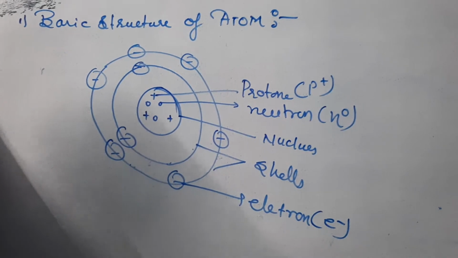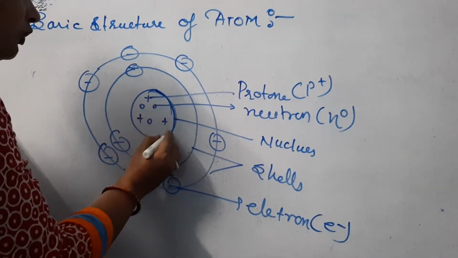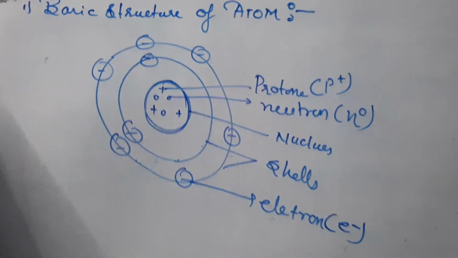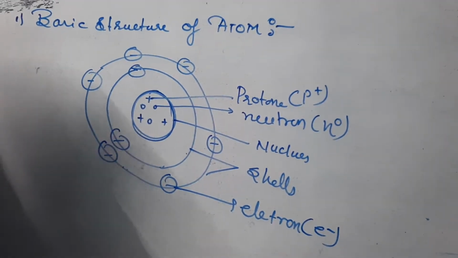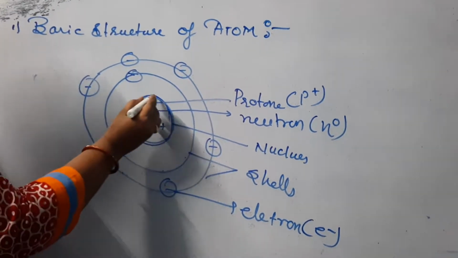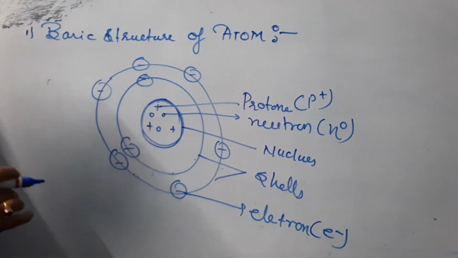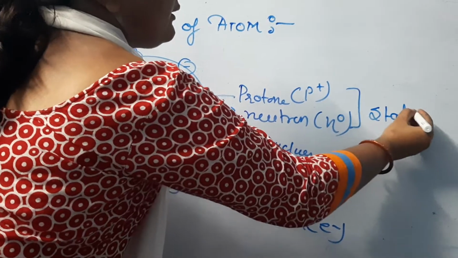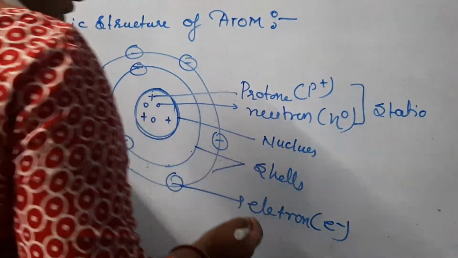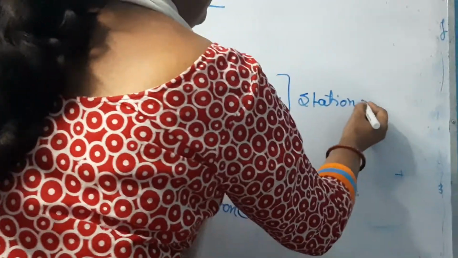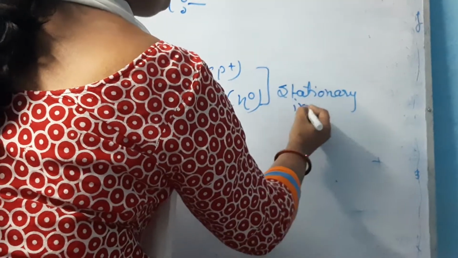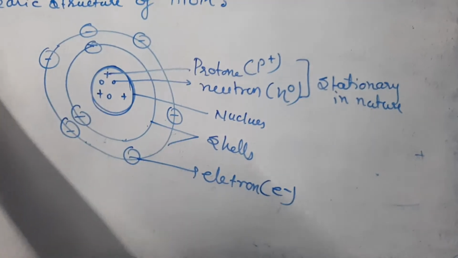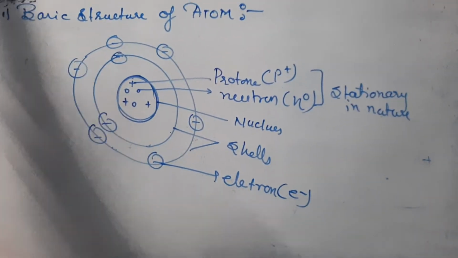So you see, beta, proton and neutron are always enclosed inside the nucleus. वो हमेशा nucleus के अंदर बंद हैं. So they are stationary in nature. वो अपनी जगह पर स्थिर रहते हैं. They never come out of the nucleus.